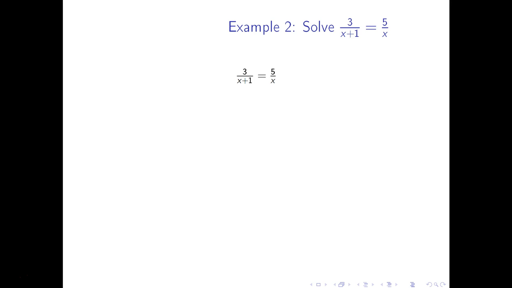Hopefully you're saying I multiplied by the lowest common denominator. So what is the lowest common denominator? Well, it's x plus 1 times x, because both denominators are prime. You can't factor them, and they're not the same. So with that in mind, can you multiply both sides by that lowest common denominator? Go ahead and pause the video and multiply this out, and then finish solving.